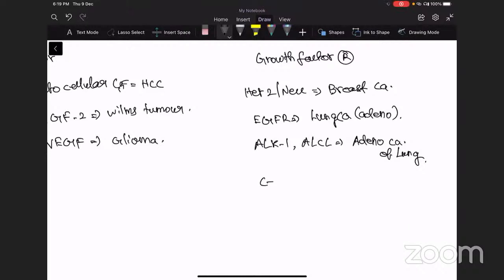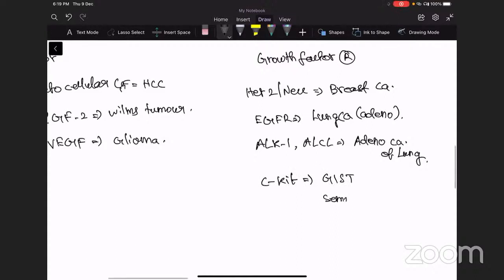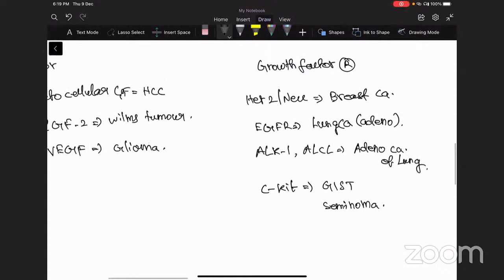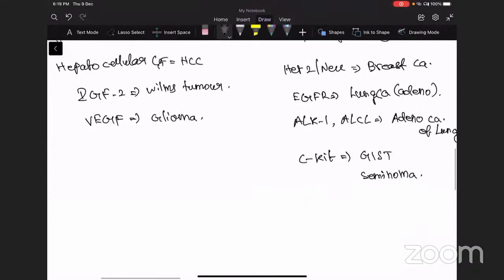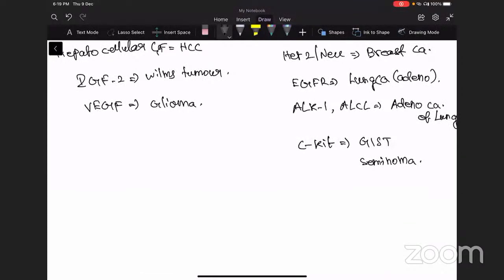c-KIT mutation is seen with gastrointestinal stromal tumor, GIST, also with seminoma. Yes, Sambat Jojo, correct. Breast cancer is correct.